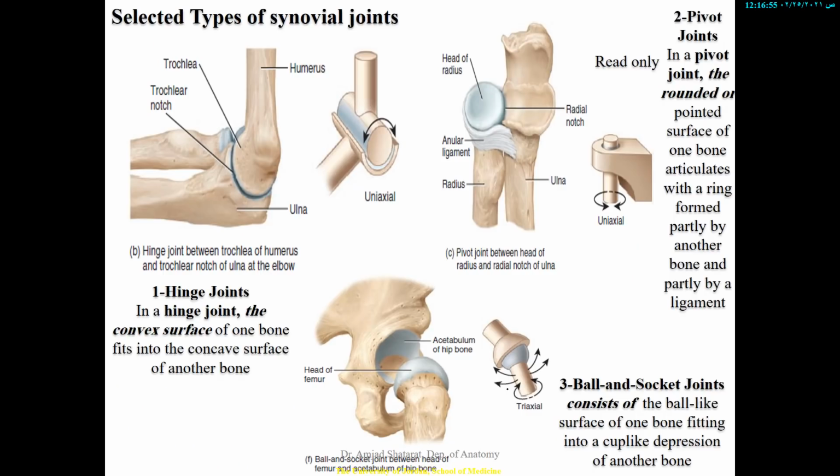Now, as I mentioned just minutes ago, synovial joints are all highly mobile joints, but not all of them can perform the same functions and movements, and therefore we have subtypes for the synovial joints. We have hinge joints, we have pivot joints, and we have ball and socket joints.